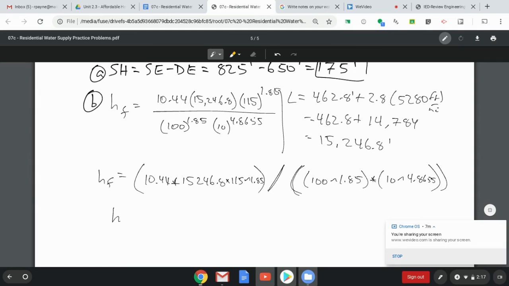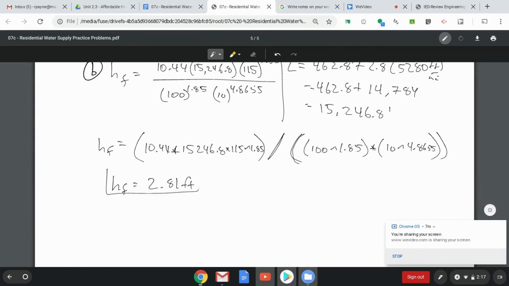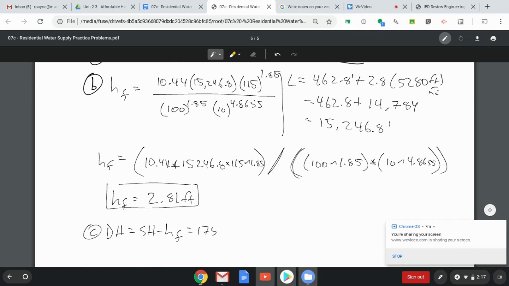All right, and if you're careful about that, you should get the head loss is approximately 2.81 feet. So there we have that. The dynamic head is equal to the static head minus the head loss. So remember, it's 175 feet minus 2.81 feet, and you should get 172.19 feet.